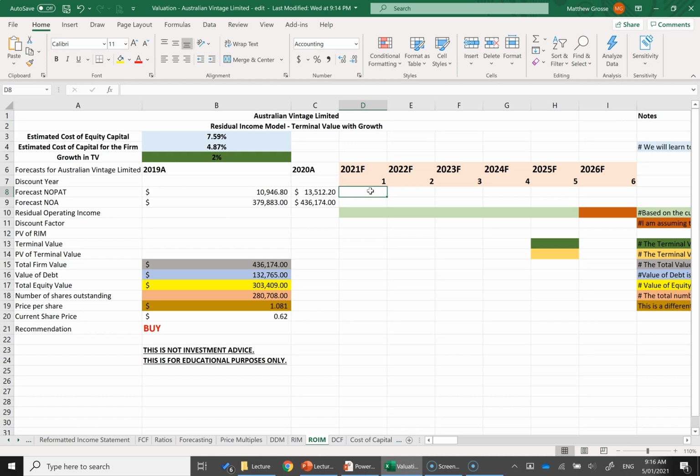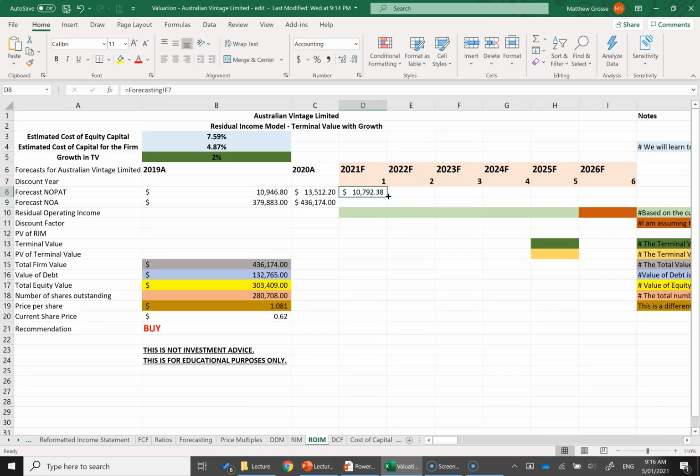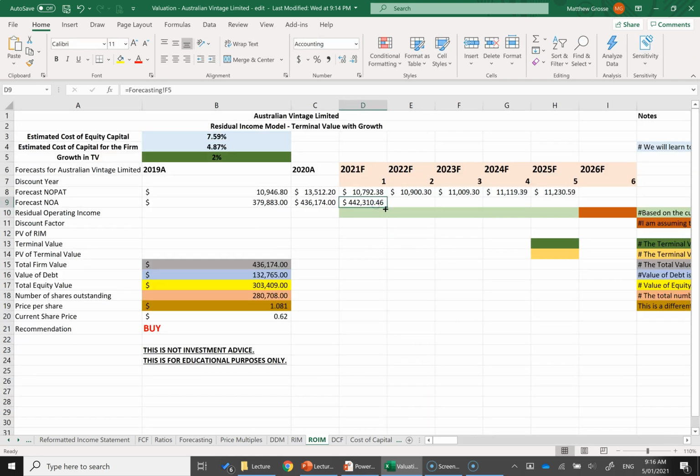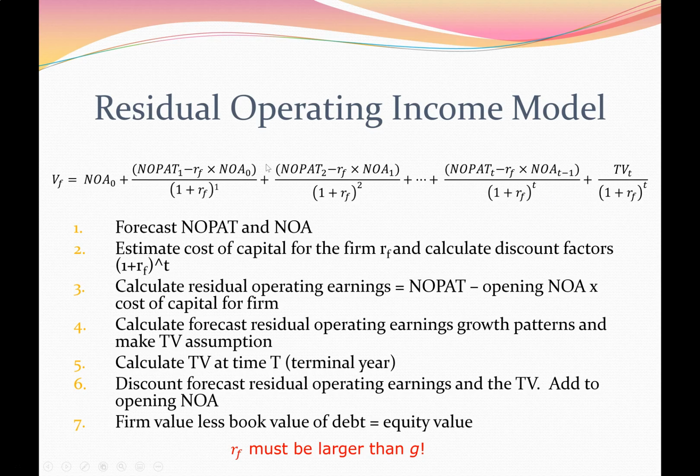In 2021, I'm going to go to my forecasting tab, and I've already forecast net operating profit after tax, NOPAT. So I'm going to select the 2021 NOPAT here, and I'm going to drag it along. I'm going to do 5 years. I've got a forecast NOA, so I'm going to go to my forecast tab, and I've already calculated net operating assets. So I'll get my 2021 NOA, select that, and I'll drag it along for 5 years. So I now have my NOA and NOPAT for each year. I've selected that from my forecast tab.